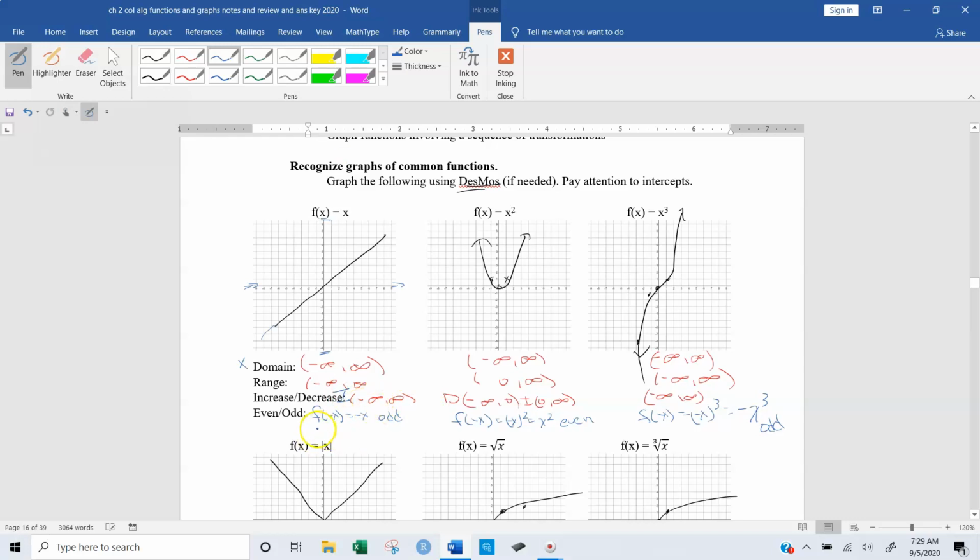Even or odd, remember we plug in a negative x to the function. If we get the opposite, it's odd. If we get the same, it's even. Well, negative x plugged into x is negative x, which means it's opposite, so it is odd.